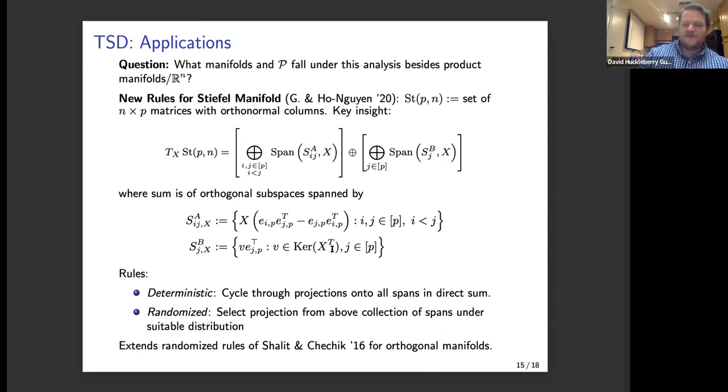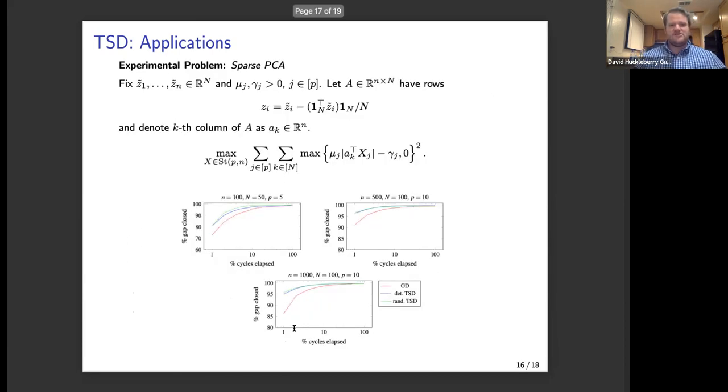So there is a specialized version of this rule, but just in the randomized setting and only on the orthogonal manifold, which is a special case of this. Again, that's the Shallot and Chechik paper. Okay, so this does appear in practice.